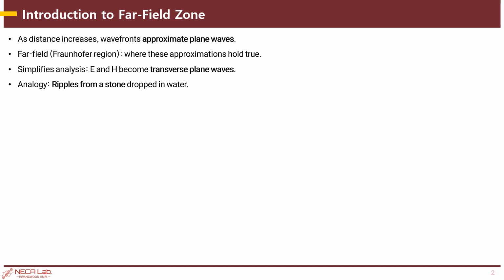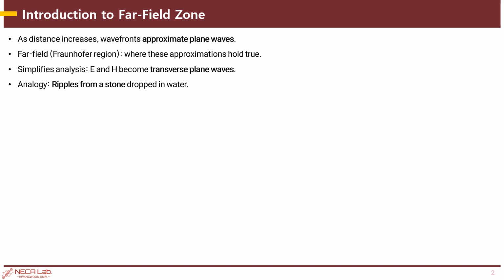As we move farther away from the antenna, the wavefronts that were originally spherical start to look flat, or in other words, they approximate plane waves. This region where this approximation is valid is called the far field or Fraunhofer region.